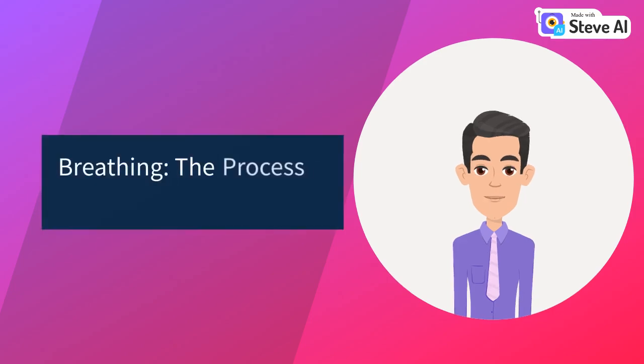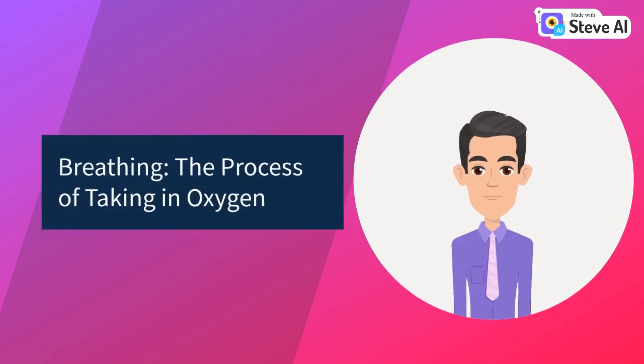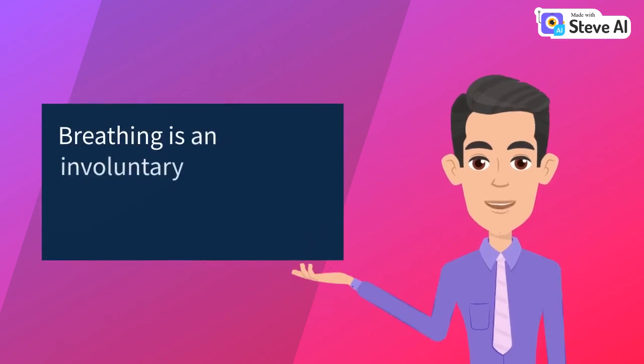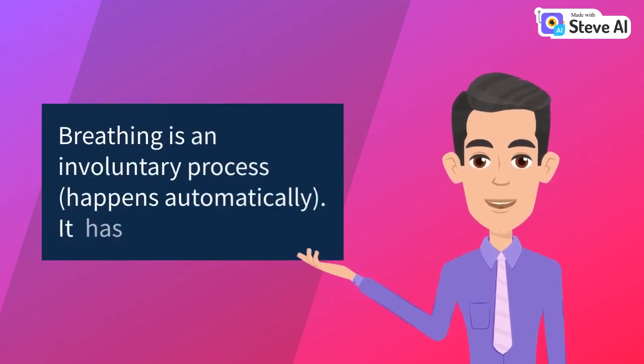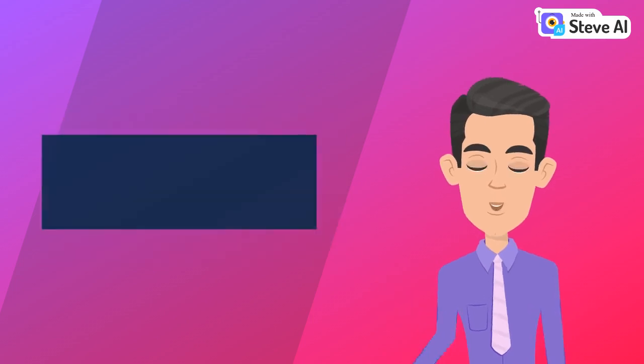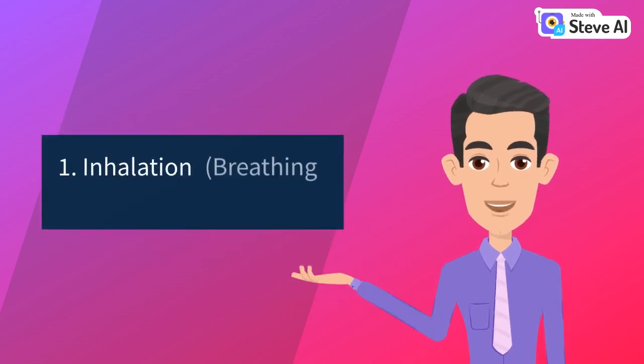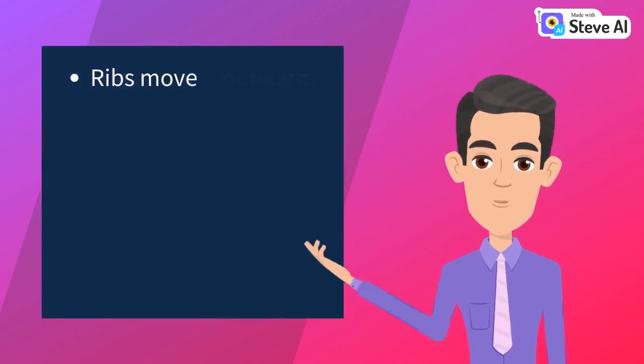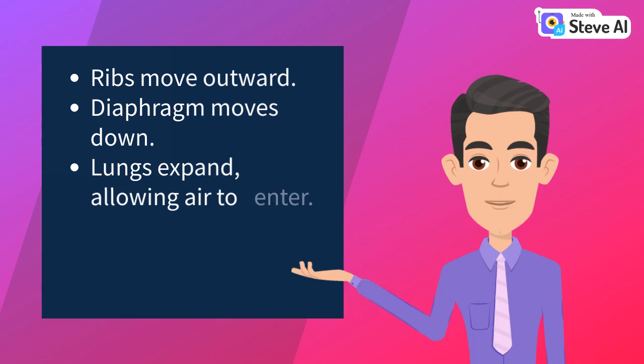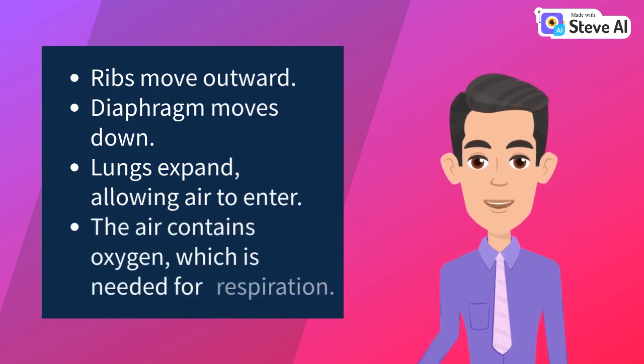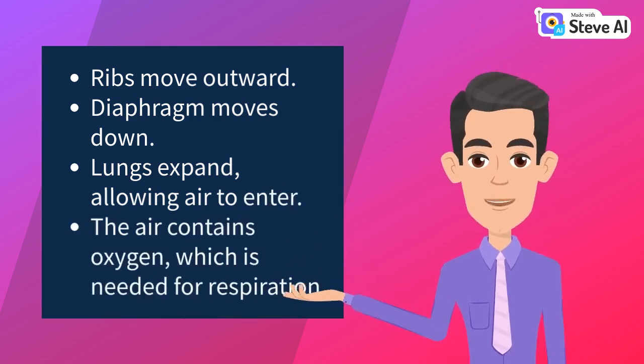Breathing, the process of taking in oxygen. Breathing is an involuntary process, it happens automatically. It has 2 stages. 1. Inhalation, breathing in. Ribs move outward, diaphragm moves down, lungs expand, allowing air to enter. The air contains oxygen, which is needed for respiration.